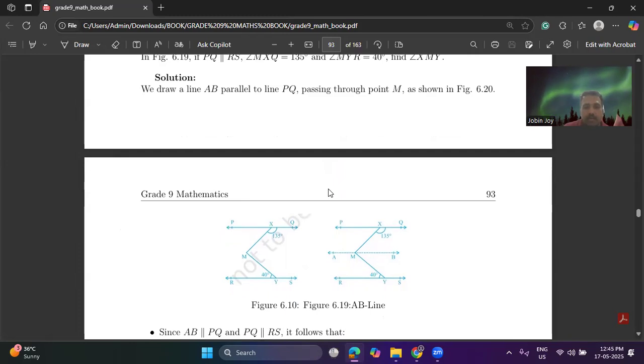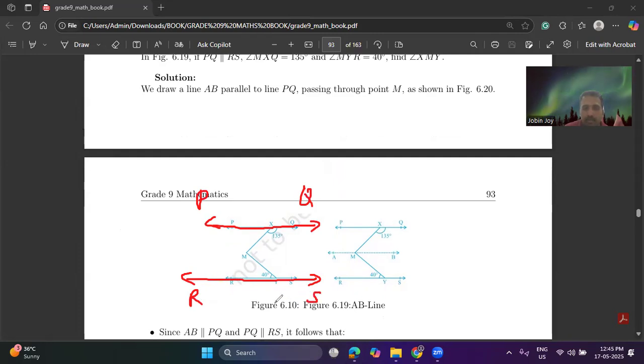So here we have two lines. This is line PQ. And this line is parallel to another line RS. And angle MXQ, MXQ means this angle, is given as 135 degrees. And MYR is equal to 40 degrees. This angle is 40 degrees. Find XMY. We have to calculate this angle.